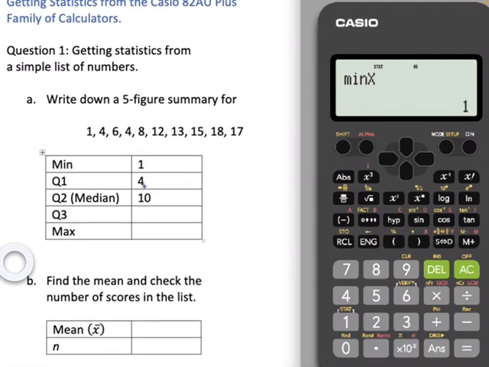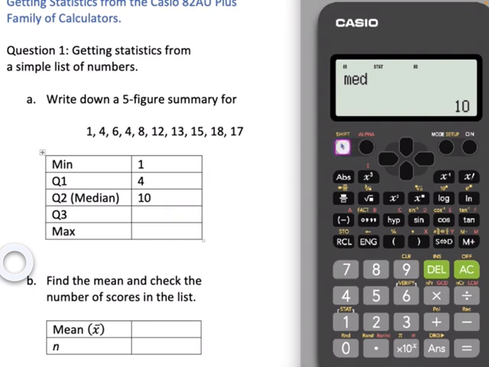I've already found Q1 and apparently it's 4, but just to show you how that happened, we go Shift, Stat, min-max again, remember, 5. And we want Q1, so it's option 3. 3 equals, and it's 4, so that's good. Q2 is also known as the median. So we press Shift, Stat, min-max again, and you can see the median there is option 4. So 4 equals, and it's 10, as we already knew.